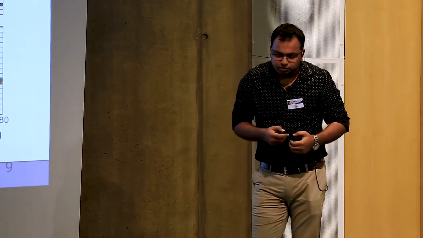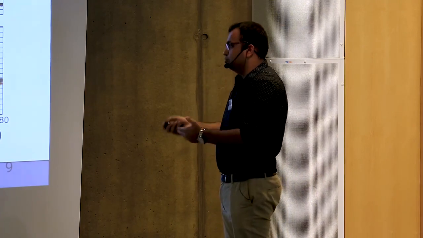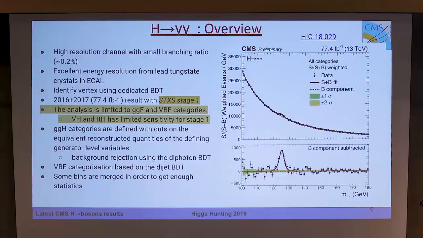gluon fusion categories are defined with cuts on the equivalent reconstructed quantities of the defined generator level variables. Then we have different BDTs for the gluon fusion, targeting the gluon fusion categories, and also for the VBF we have a separate boosted decision tree, which is called DiJet BDT. And also within the stage 1 there are some bins which are merged in order to get enough statistics.